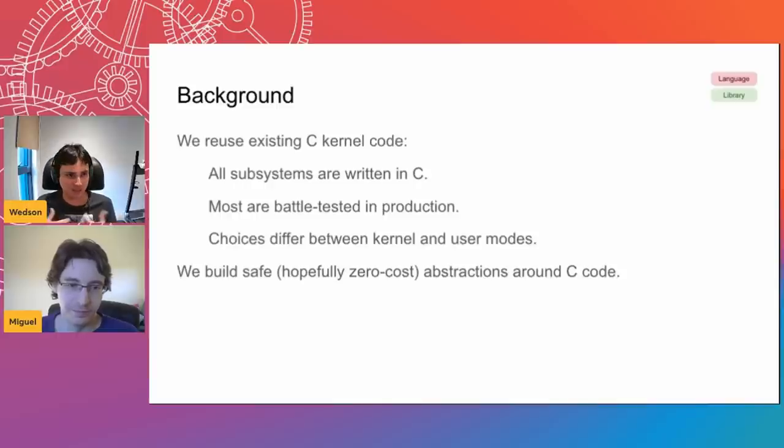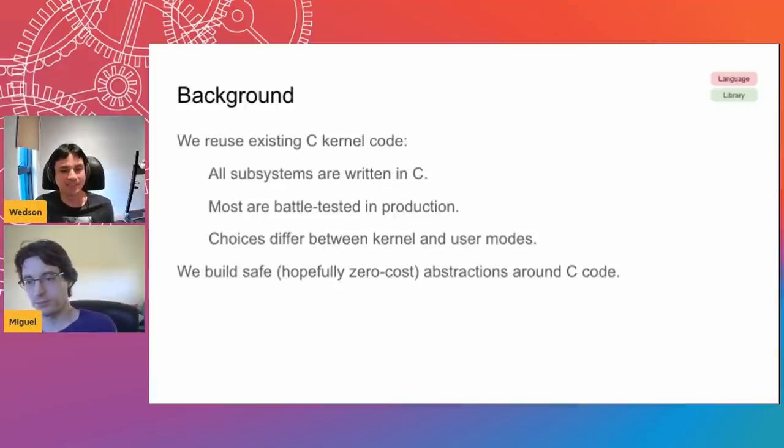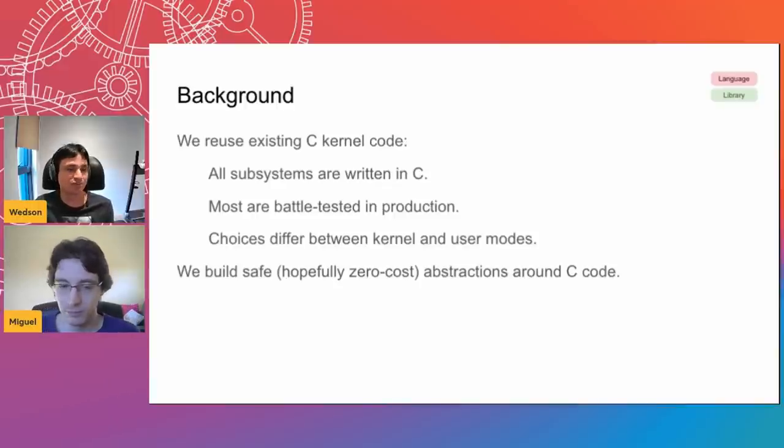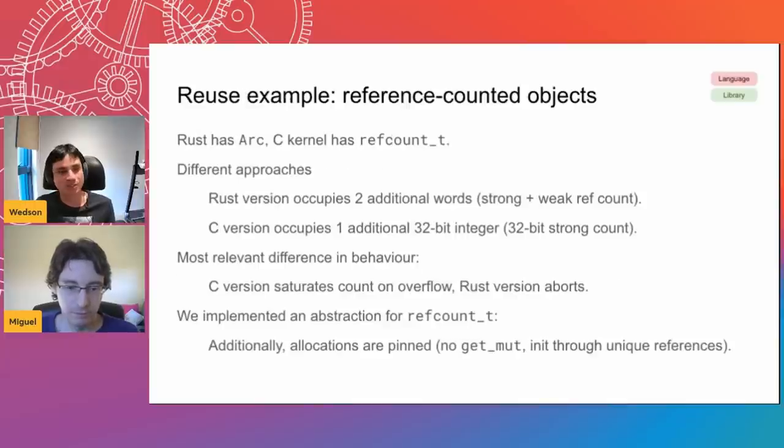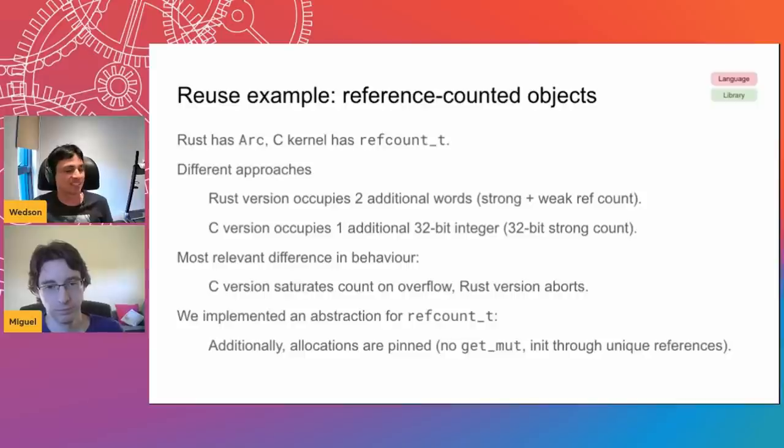So what we are doing is we have C code that we want to reuse, but we abstract it away in a safe way to Rust code, Rust drivers. And the idea is that we'll benefit from the safety properties that Rust offers us.